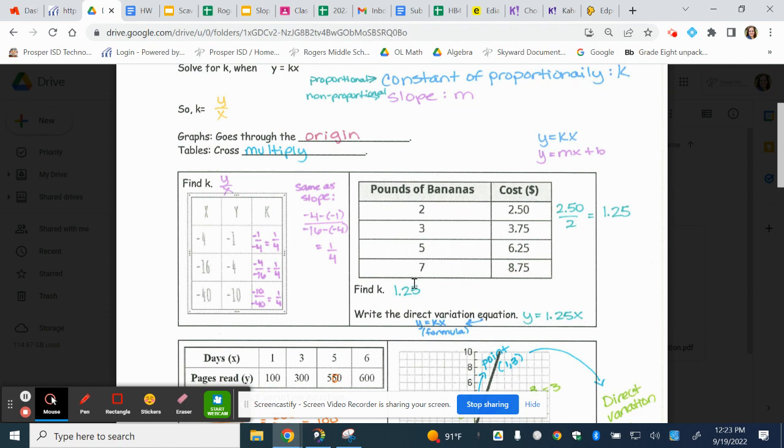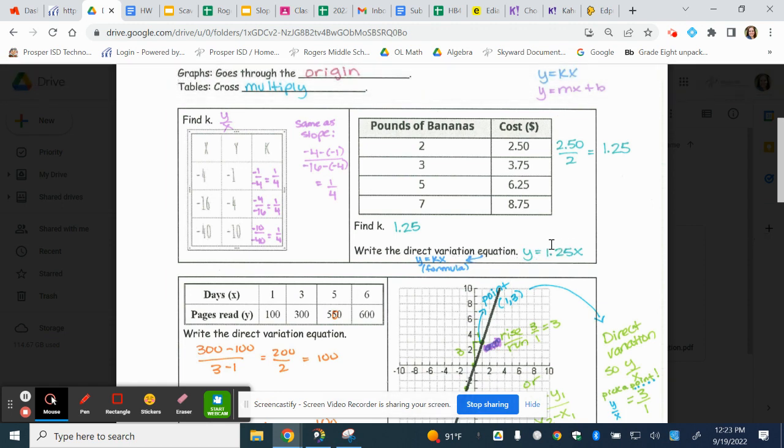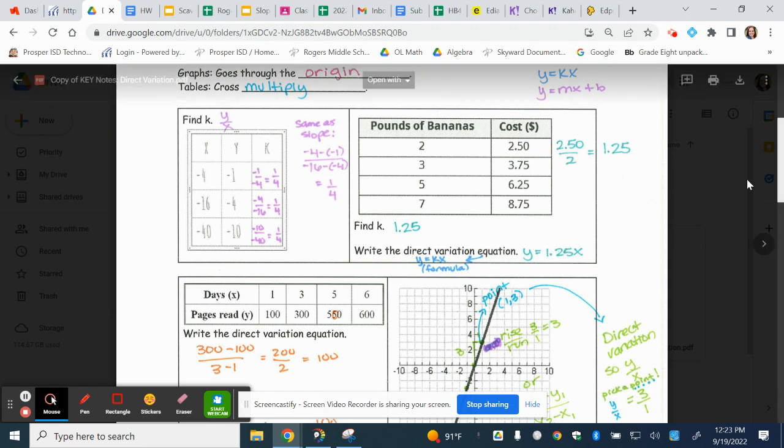If we want to find k, again, it's y over x. So take your y value, $2.50, divided by 2, and you get 1.25. Same thing if you took 8.75 divided by 7, you'll still simplify to 1.25. So if I want my equation, all I need to do is plug in that k value, and I'll have my equation. Y equals 1.25x. Again, we don't have a b because it's proportional. It goes through the origin.